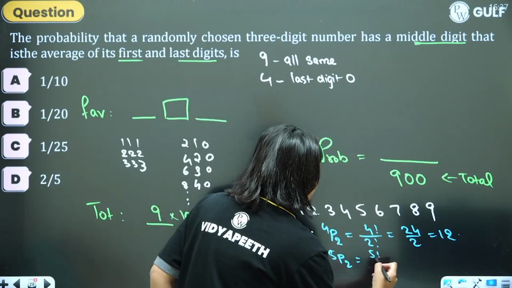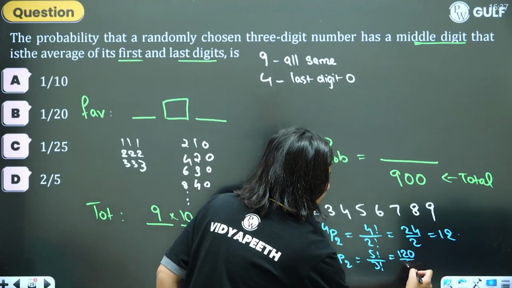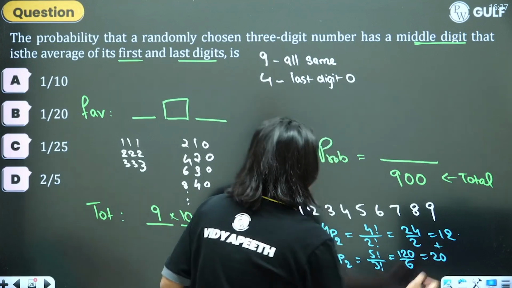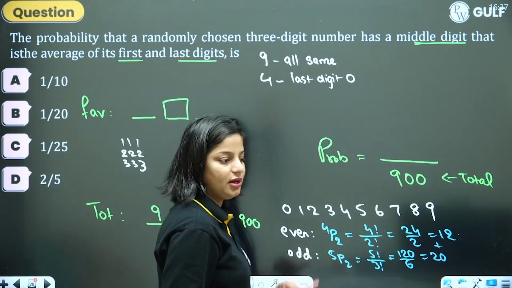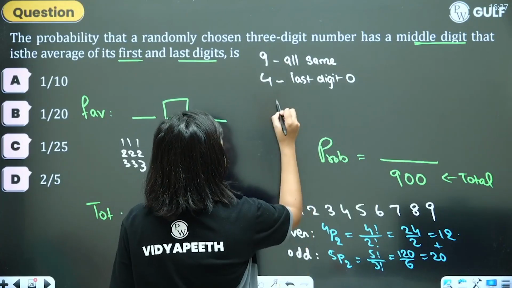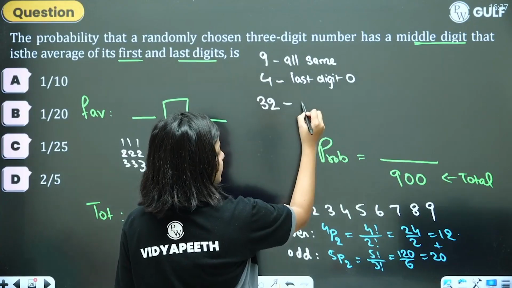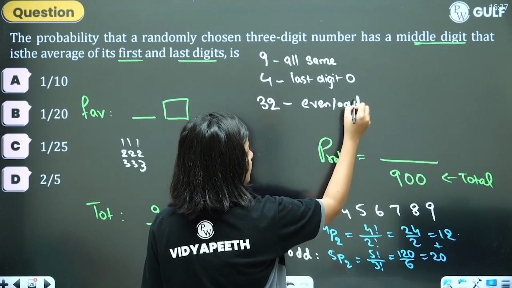5 factorial upon 5 minus 2, 3 factorial. 5 factorial is 120 upon 6, that's 20. So total 12 with even numbers and 20 with odd numbers. 20 plus 12, 32. 32 more cases we are getting with even and odd such that the middle term becomes the average.